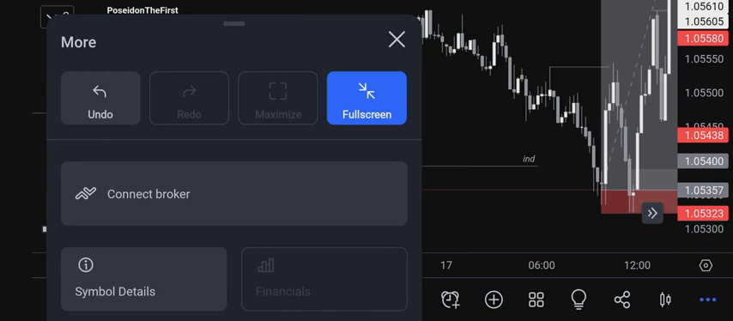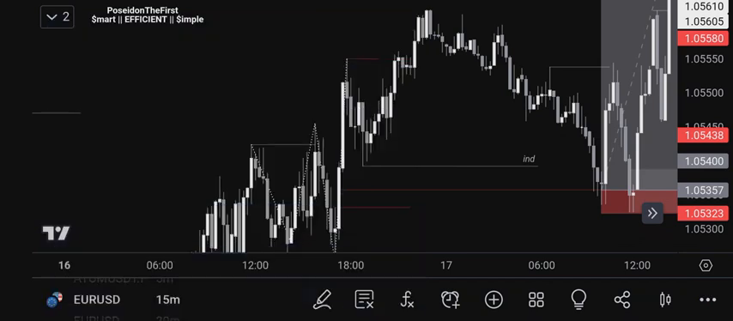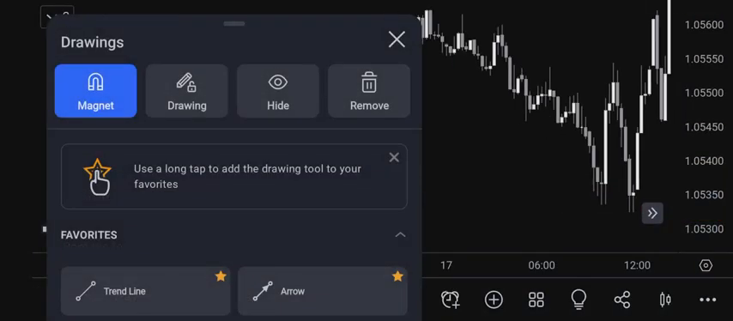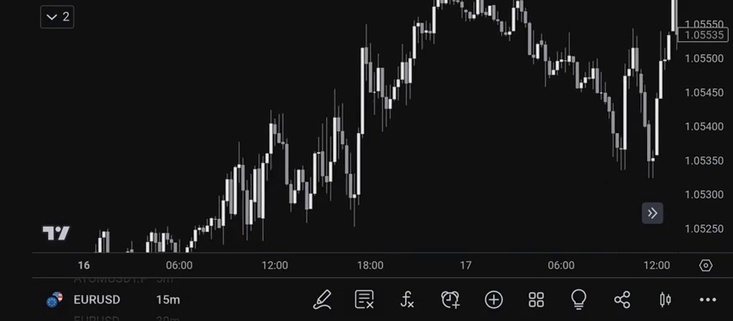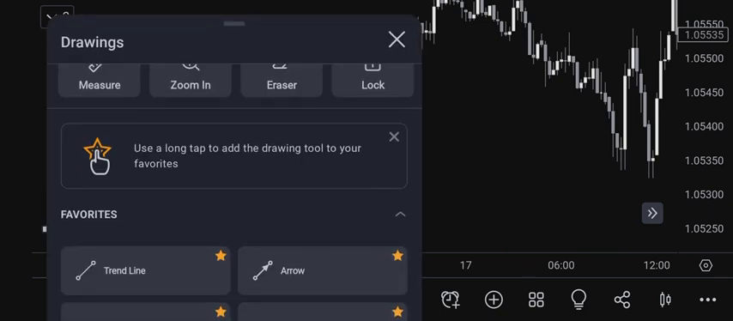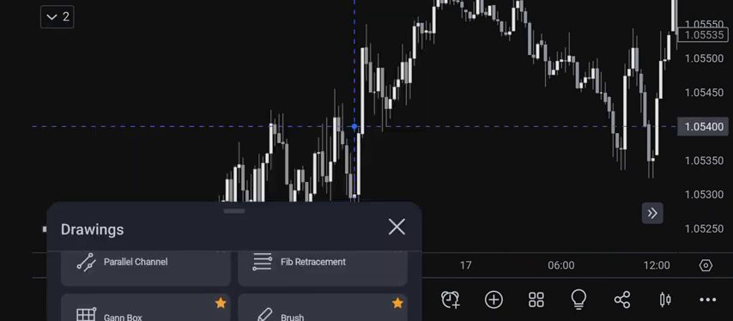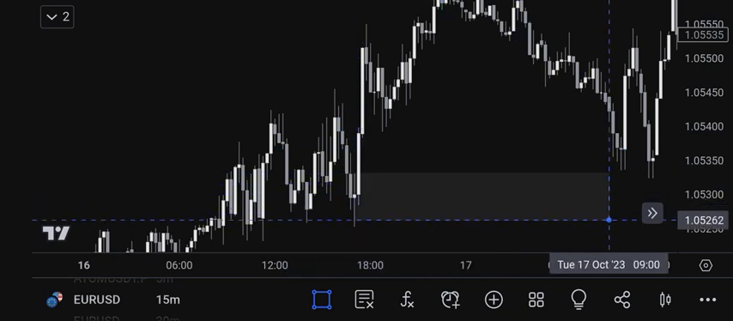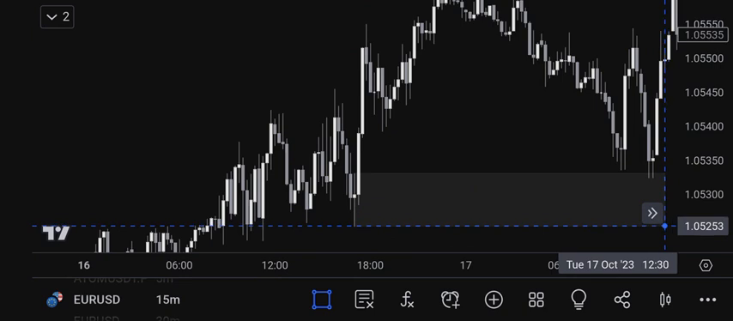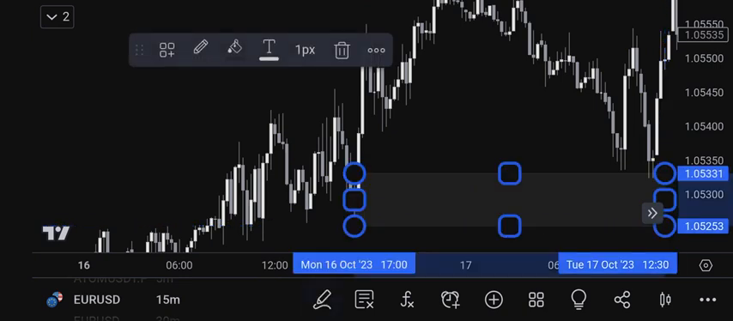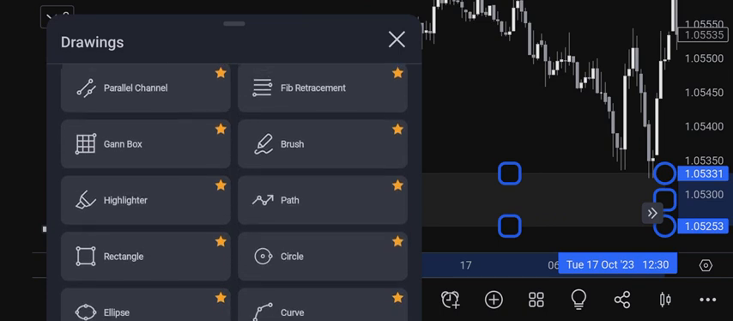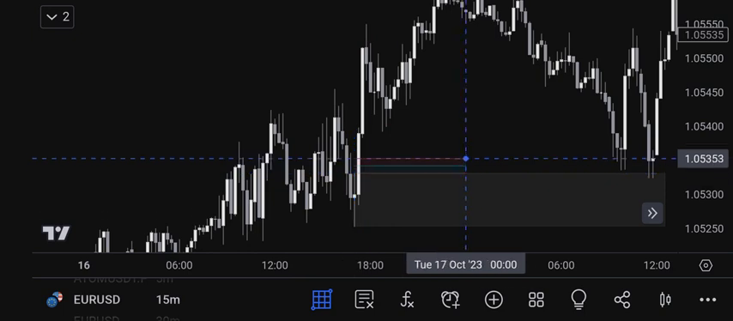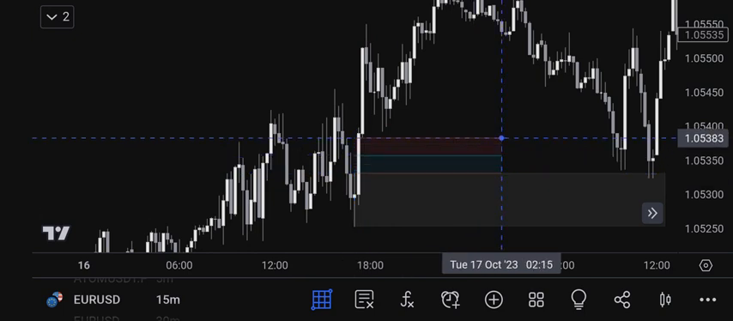Let me remove all this stuff. Sorry guys, let me just remove the drawings. Right, yeah. So you can see for yourself that price created this OB here, right? Price created this OB here and created this imbalance here. This imbalance is now validating this other block.